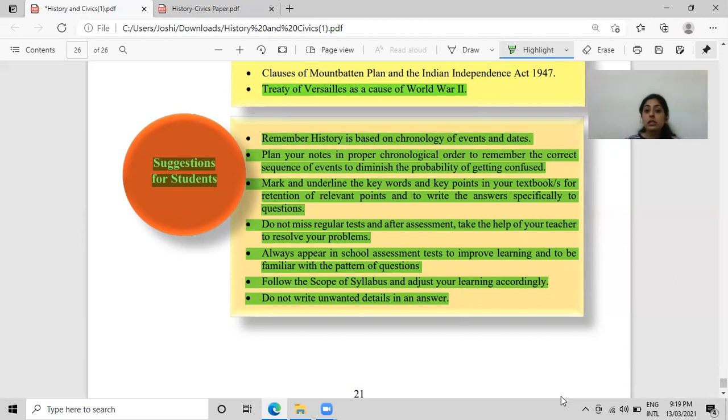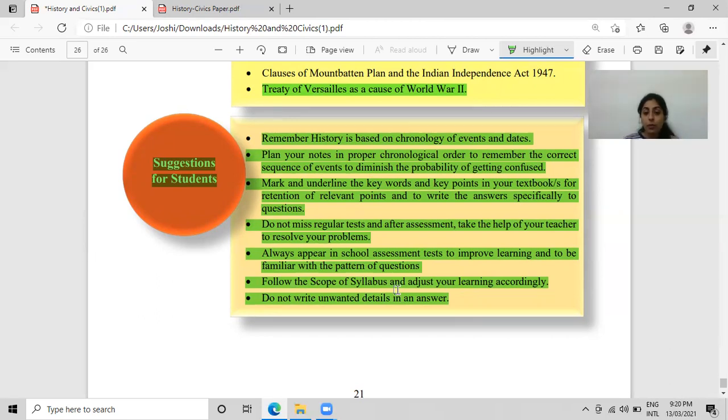Last but not the least, follow the scope of the syllabus and then adjust your learning. Stick to the scope of the syllabus. For the year 2020 to 2021, this year we have received many reductions, many revised syllabi from our boards. So the final revised syllabus has been given to us and we will be sticking to this scope. ये scope में जितना भी topic cover होता है, you have to only learn these particular topics.